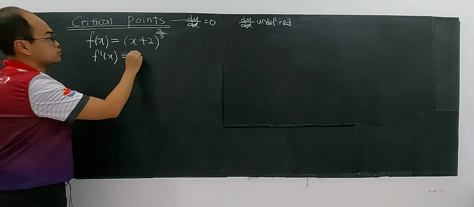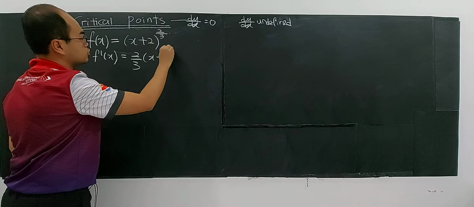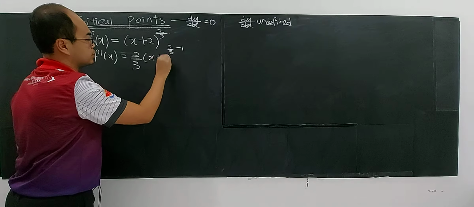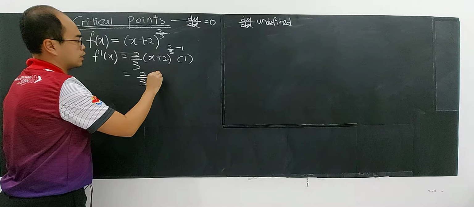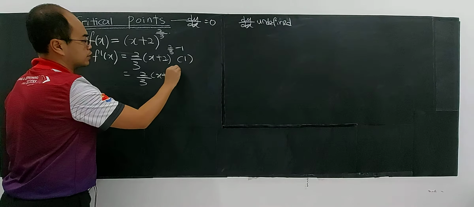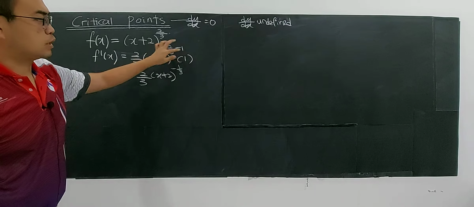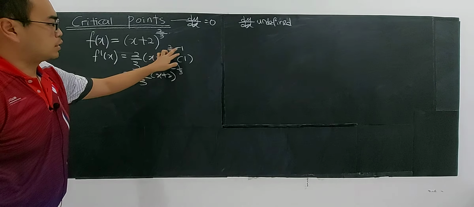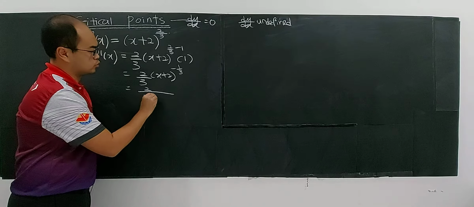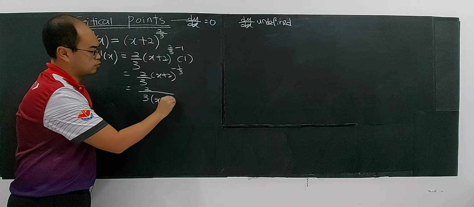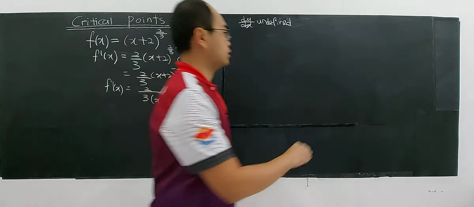So then we differentiate this. We have 2/3 times (x plus 2) to the power of 2/3 minus 1, and you differentiate the function inside, which gives 1. So you have 2/3 (x plus 2) to the power of negative 1/3, since 2/3 minus 3/3 is negative 1/3. So you have 2/3 (x plus 2) to the power of 1/3 in the denominator, and this is your f prime x.